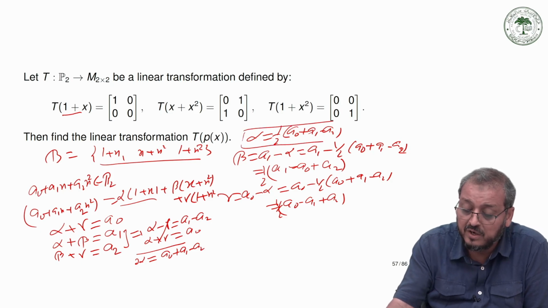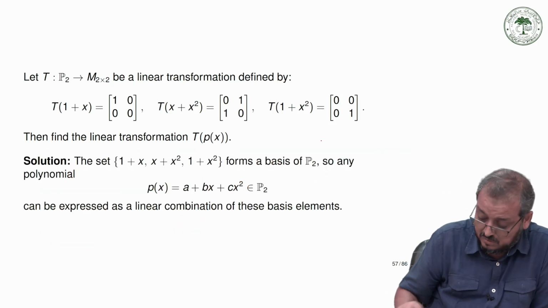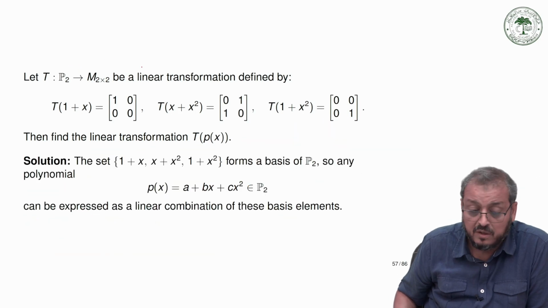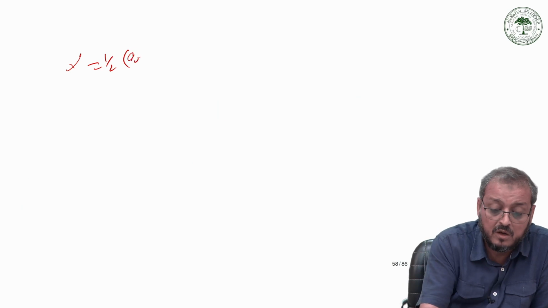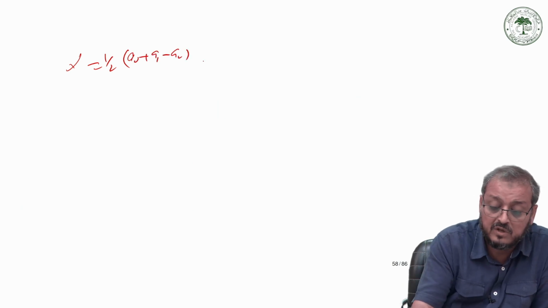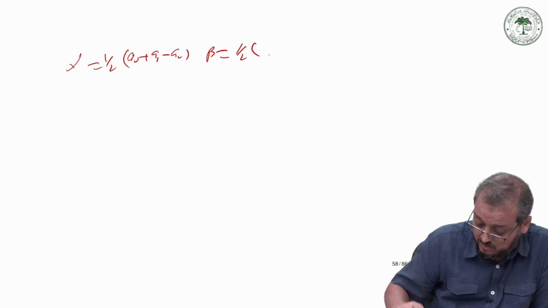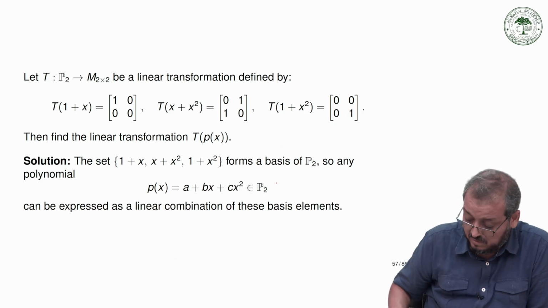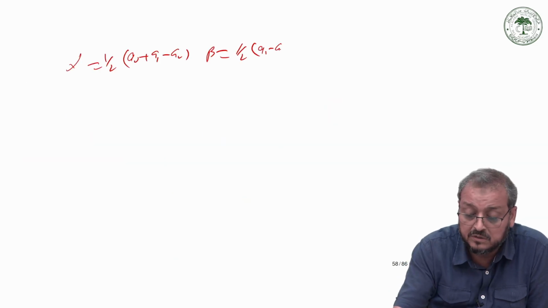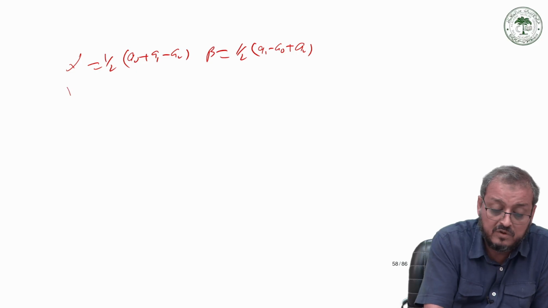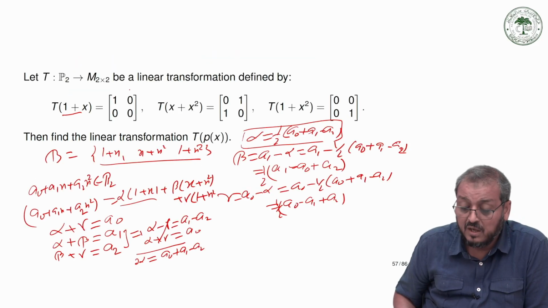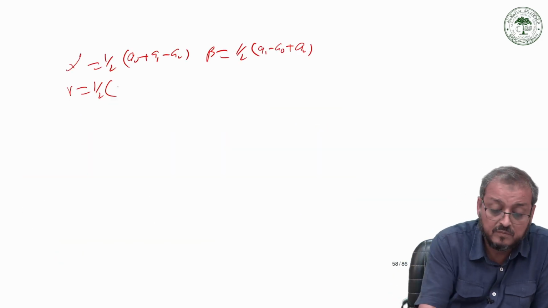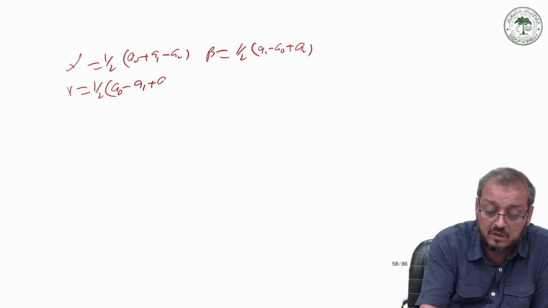So alpha is equal to 1/2 (a0 + a1 - a2), and then we have beta equal to 1/2 (a1 - a0 + a2), and we have gamma equal to 1/2 (a0 - a1 + a2).